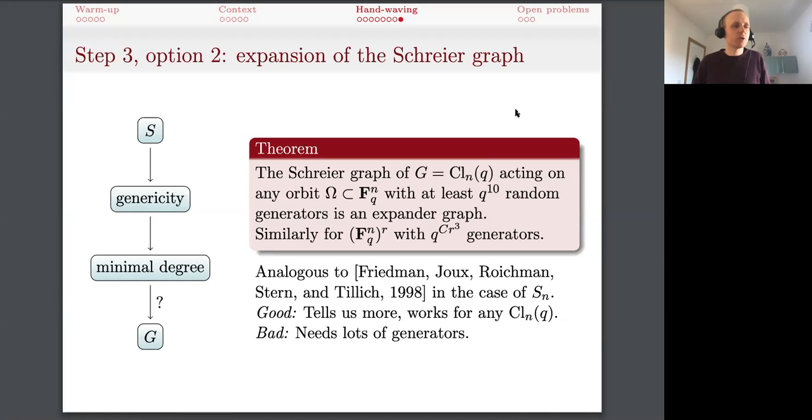To give you a sense of why this is true, what is this in the symmetric group case? If you take random permutations and act on 1 up to n, and you draw that Schreier graph, that is none other than a random graph. So random graphs are expander graphs. You expect a similar thing to be true for SL_n(q). The same thing with small powers of the natural module, so if you act on pairs of vectors or triples of vectors.